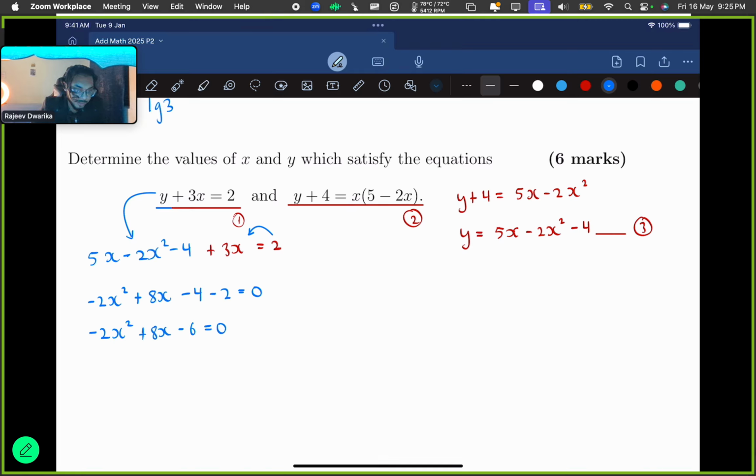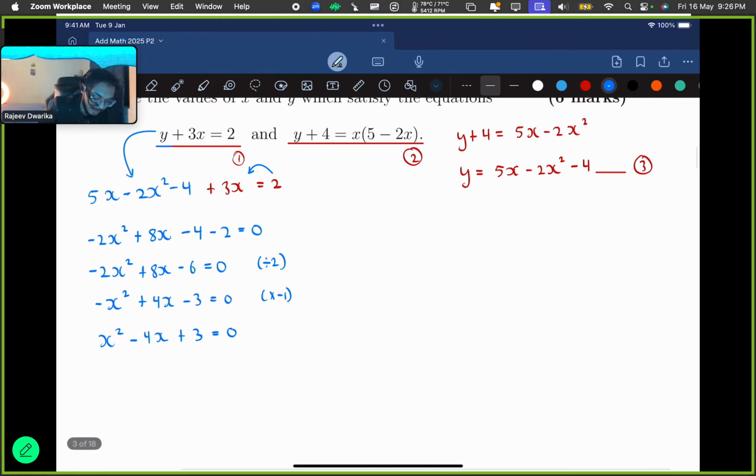Now, to solve that quadratic, I could simplify it a lot. First thing I could do, I could divide by 2 throughout. If we divide by 2 throughout, we're going to end up with minus x squared plus 4x minus 3 is equal to 0. Additionally, it's easier to factorize quadratics whose coefficient for x squared is positive, so I could always multiply by minus 1 on both sides. Minus 4x plus 3.